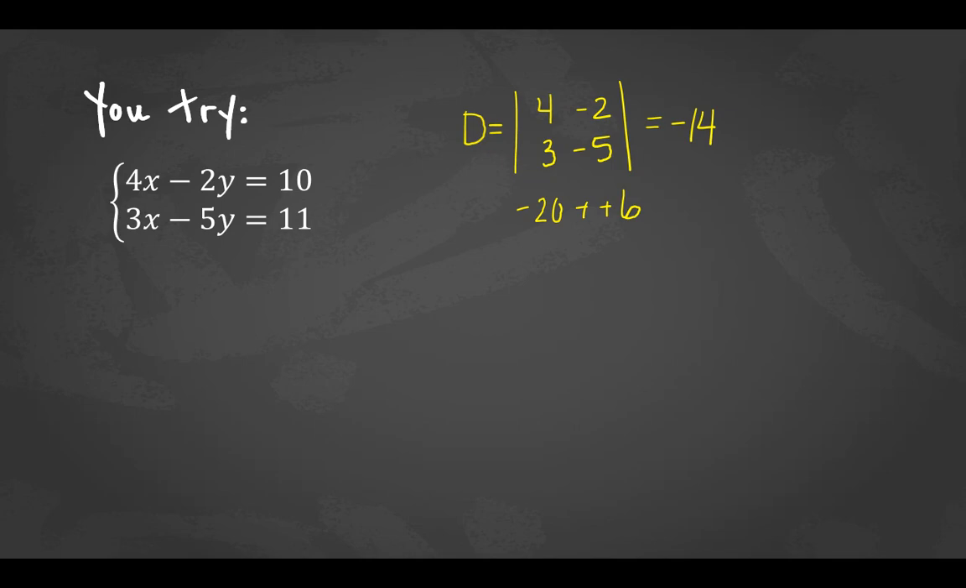So now we do x, with the 10, 11, and then the -2. That's so simple. Okay, now we find the determinants. -50 minus -22, or plus, is -28, yes? Okay.